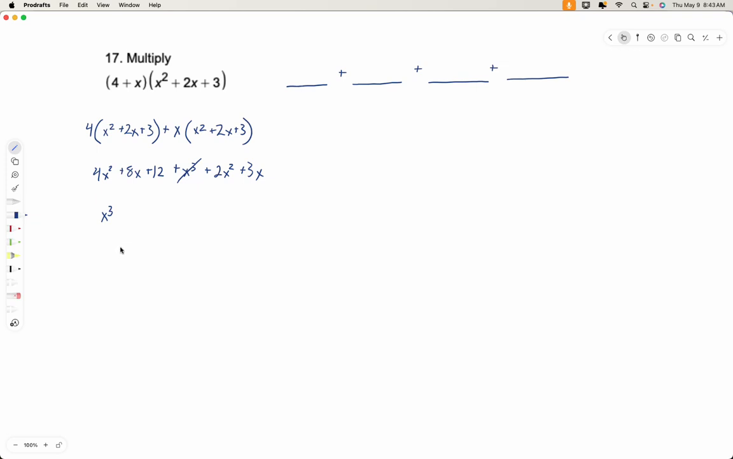We've done that one. Now we've got 4x squared and 2x squared. So plus 4x squared plus 2x squared. Okay, we got those. Now we need our x's. Plus 8x plus 3x. And then we have 12 by itself. Now we can combine like terms. x cubed is all by itself. These two can be added together, plus 6x squared. These two can be added together, plus 11x. And that one's by itself. So you just put these in here.